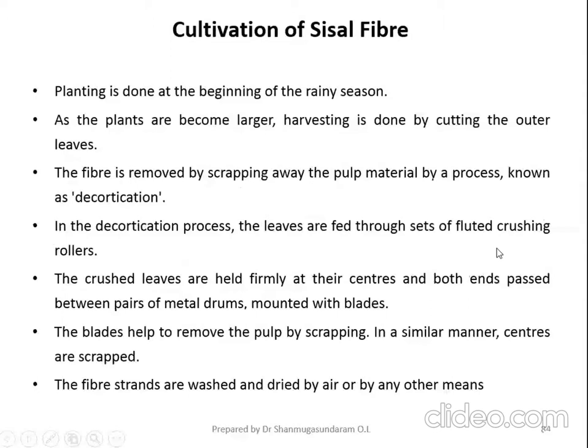Coming to the cultivation, how is this fiber cultivated? The planting is done at the beginning of the rainy season. As the plants become larger, harvesting is done by cutting the outer leaves. The fiber is removed by scraping away the pulp material by a process known as decortication. This process we might have seen in the last classes. I have shown two or three videos where this process takes place, how the fiber is extracted from the leaf or from the stem.